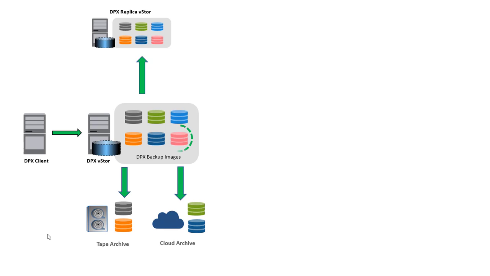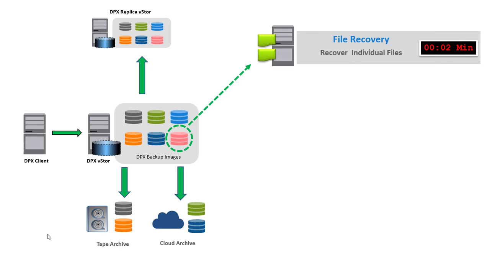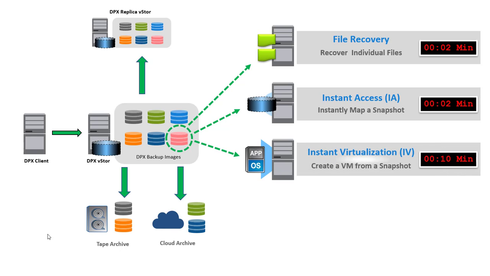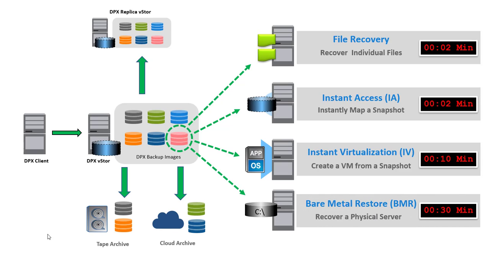From these snapshots, you're going to be able to pull out individual files, mount the snapshots as primary storage through instant access, make snapshots into VMware virtual machines through DPX virtualization, or recover entire server images through bare metal restore. Hopefully, you're already aware of these existing capabilities and putting them to good use in your disaster recovery and test dev plans. But we need to think about data protection as more than just backup and recovery.